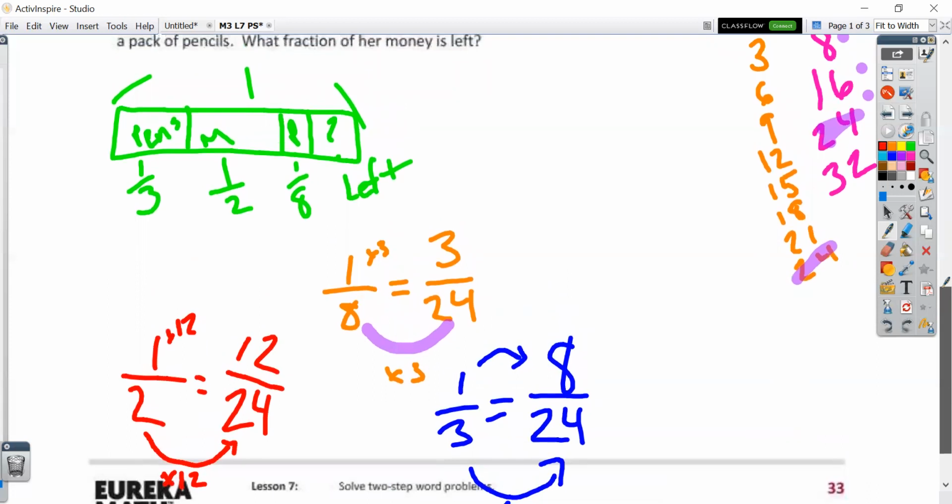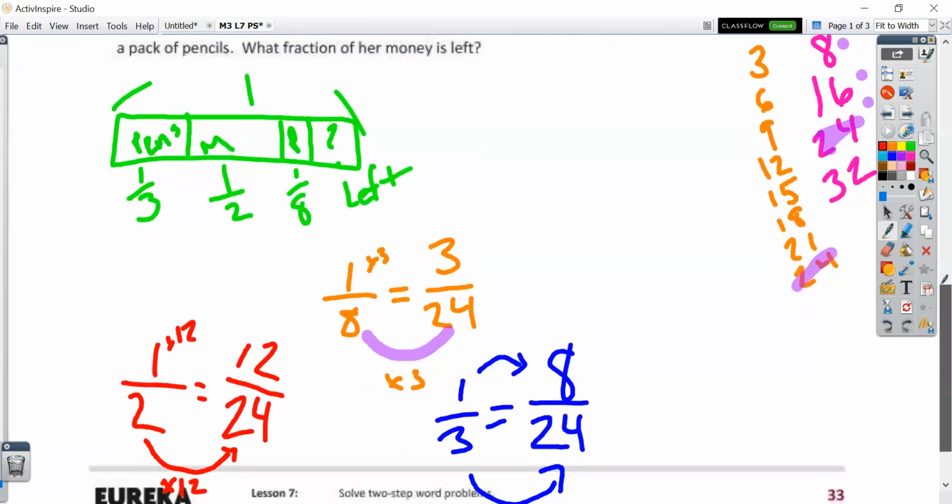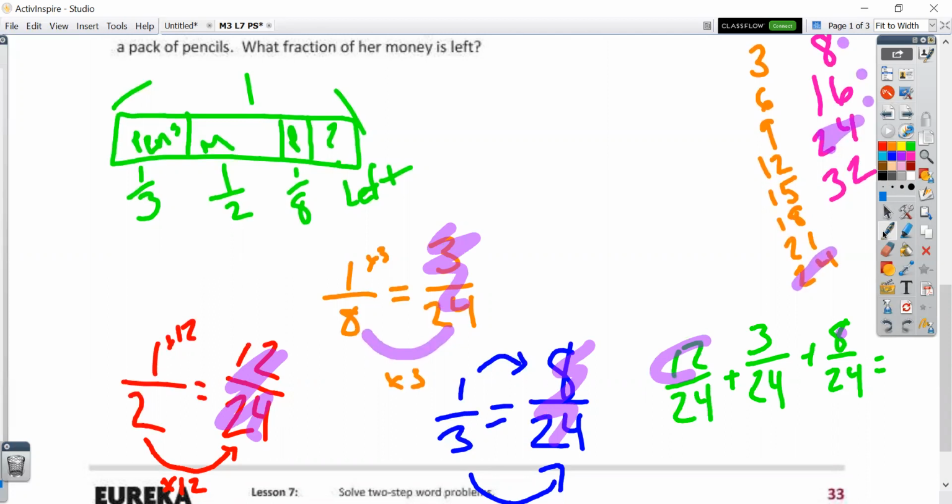So we need to subtract those 3 from 1 whole to find out what fraction is left. So I'm going to first add my 3 new fractional pieces of 24ths. So I'm going to add those together. So let's go ahead: 12/24ths plus 3/24ths plus 8/24ths. And that's going to give us, well, 8 and 12 gives me 20. And then 3 more is 23/24ths. So I don't even think we need to set it up to subtract to show what's left, because I think we can all see it.